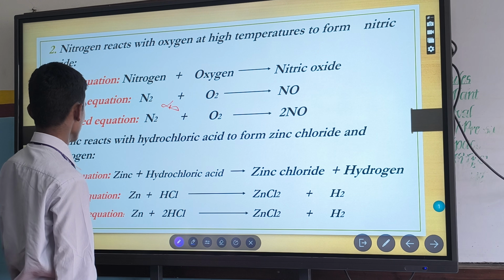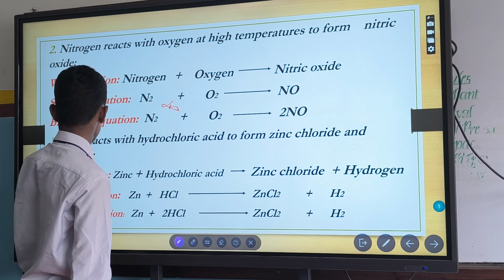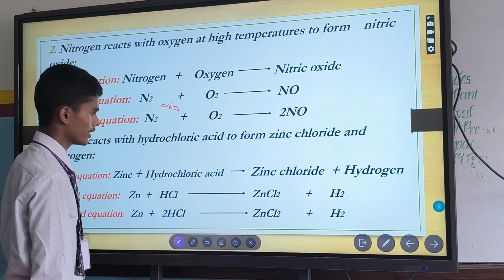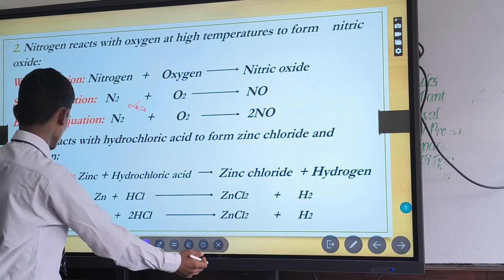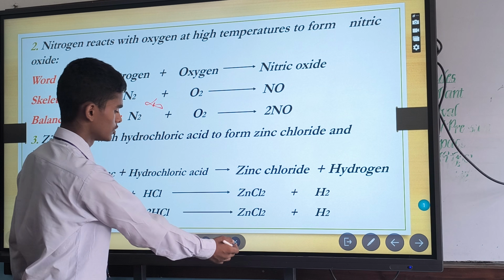Number 3, zinc reacts with hydrochloric acid to form zinc chloride and hydrogen. In word equation it is written as zinc plus hydrochloric acid gives zinc chloride plus hydrogen. In skeletal equation it is written as Zn plus HCl gives ZnCl2 plus H2.